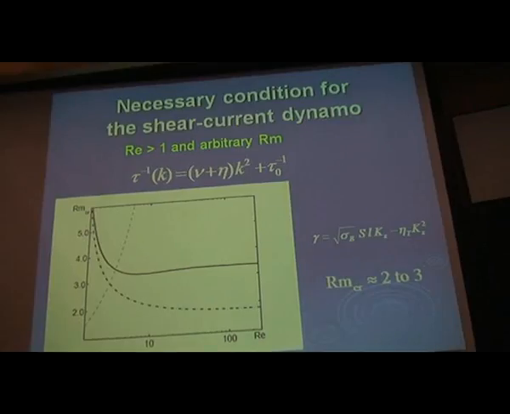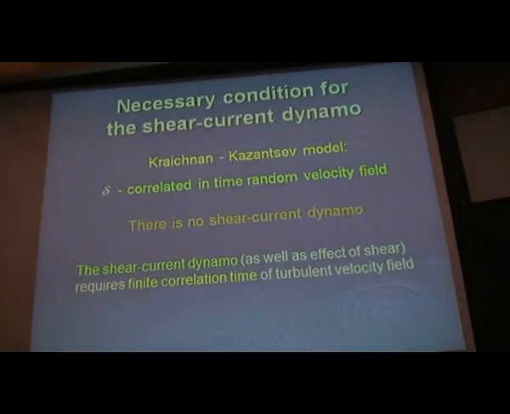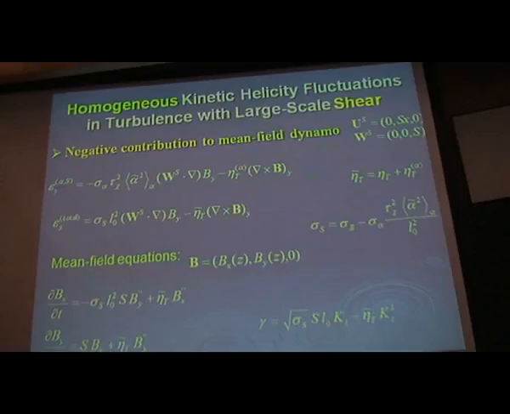Okay, now, if we consider the very simple Kraichnan-Kazantsev model of turbulent velocity field, a delta-correlated in time velocity field, the most simple model, then of course there is no effect, because the effect of shear implies small but finite correlation time. So this is the reason that in a delta-correlated in time random velocity field we cannot obtain the effect of generation of a large-scale magnetic field.